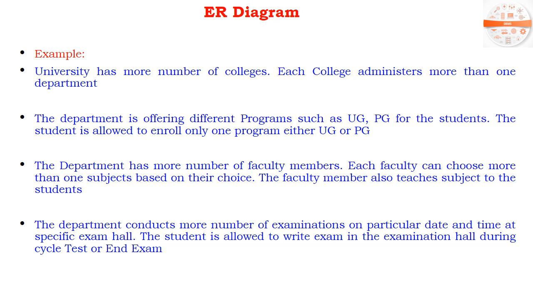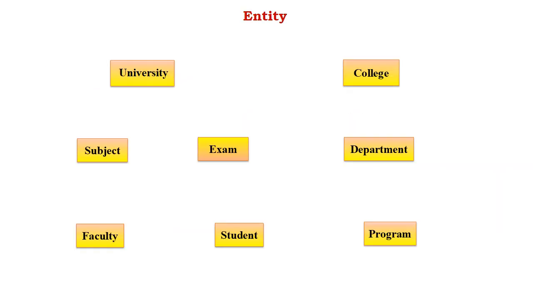So then how to draw the ER diagram? First, read the scenario cases carefully. From the scenario cases, identify what entities occur. First segregate and draw. So here: university, college, subject, exam, department, faculty, student and program. These all are the entities. Now each entity is represented by a rectangle box.